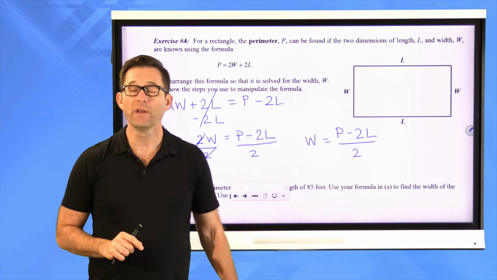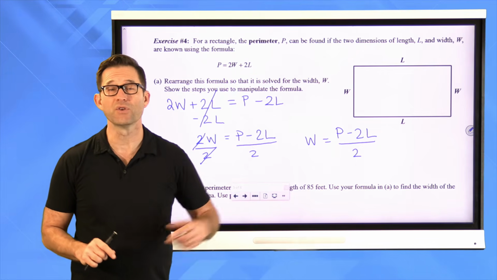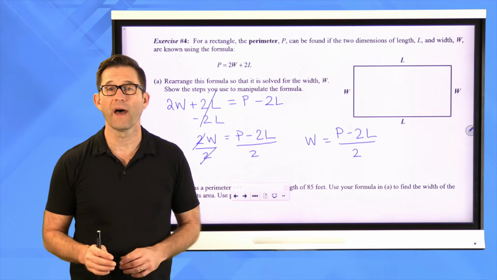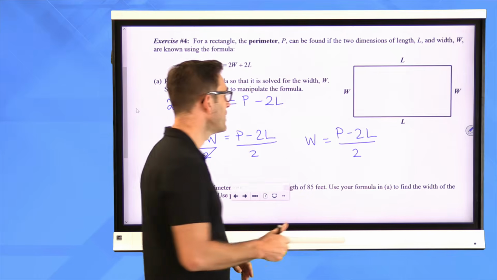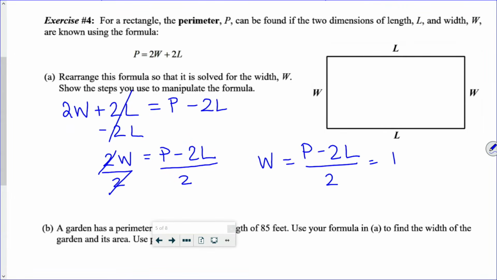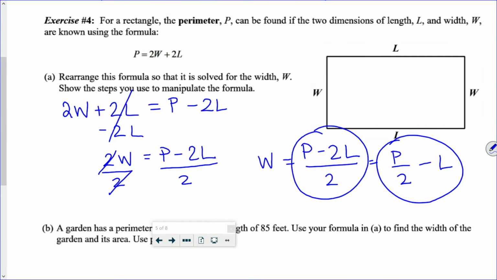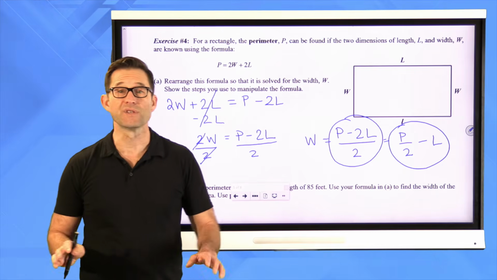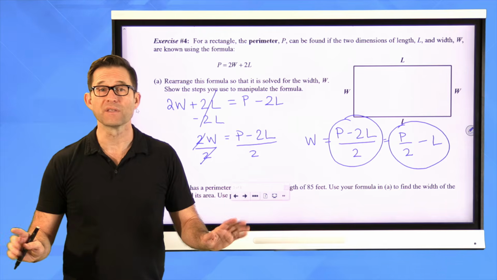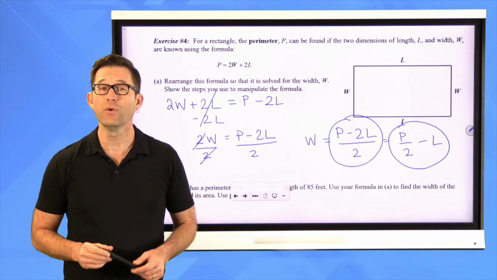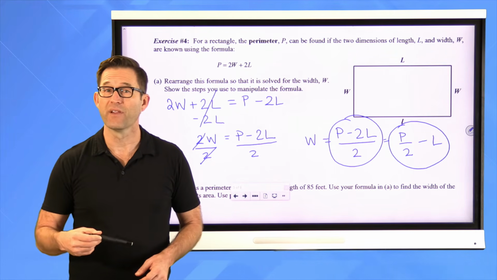You could, if you wanted to, distribute the division by 2. There's nothing wrong with that. If you did, you'd end up with P divided by 2 minus L, because 2L divided by 2 would be just L. But either one of these would be okay, whichever one you find easier to use. They're both great formulas that will calculate the width if you know both the perimeter and the length.